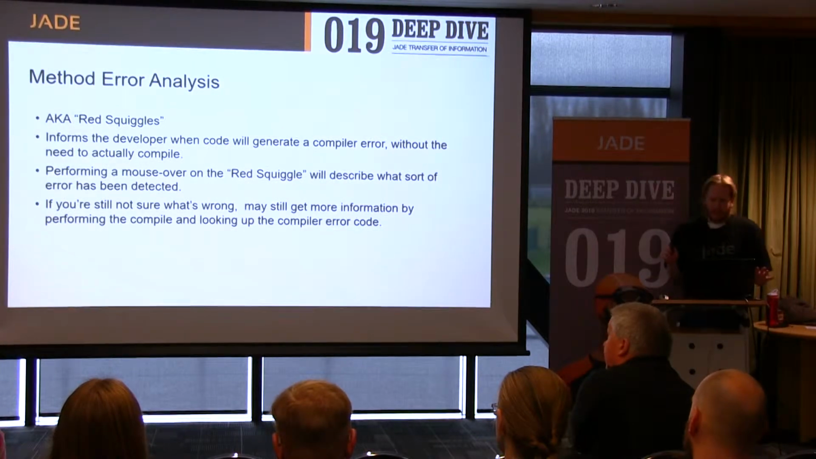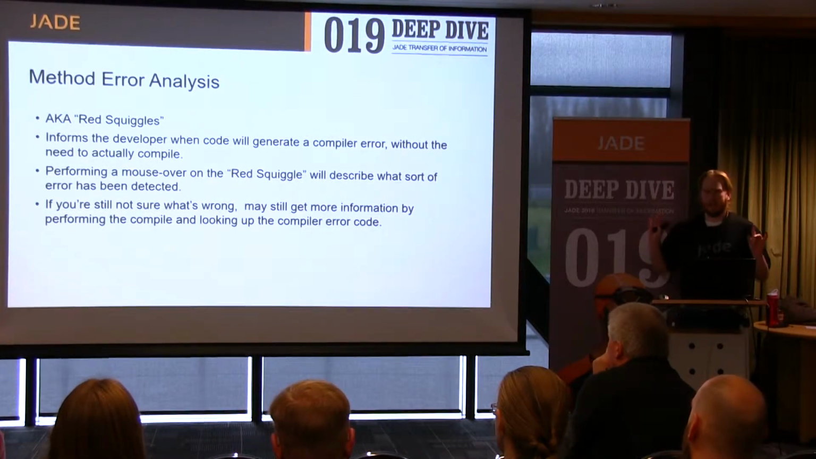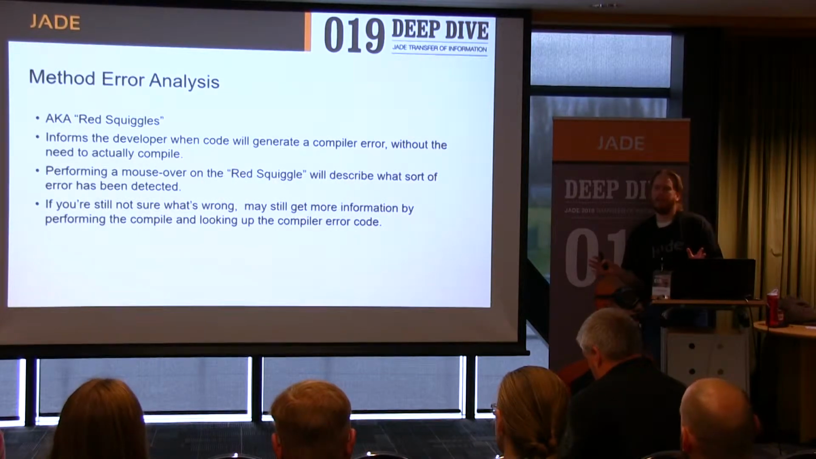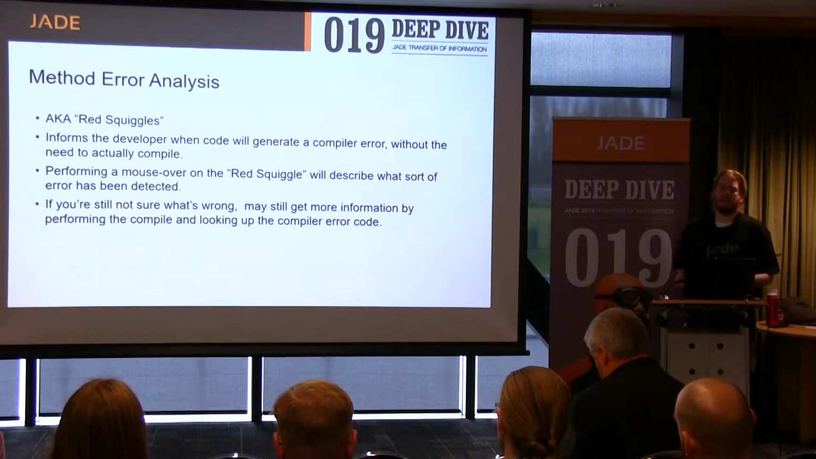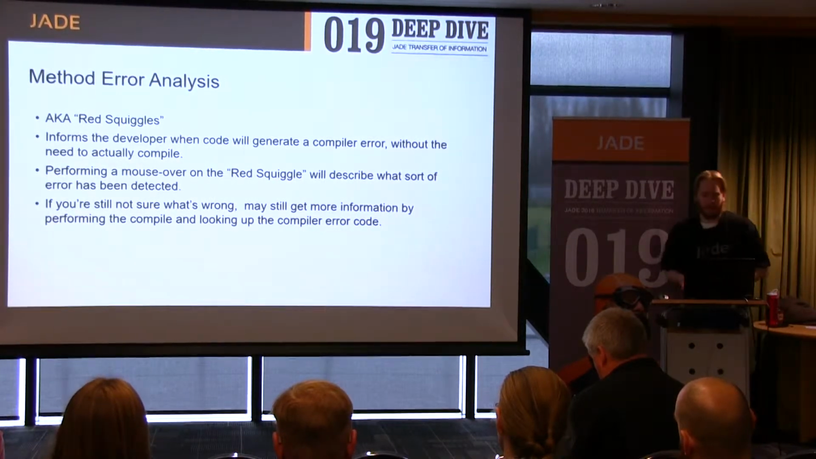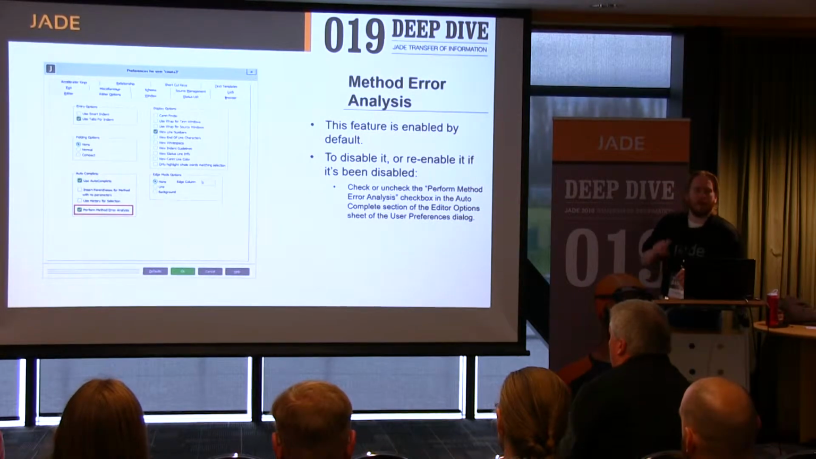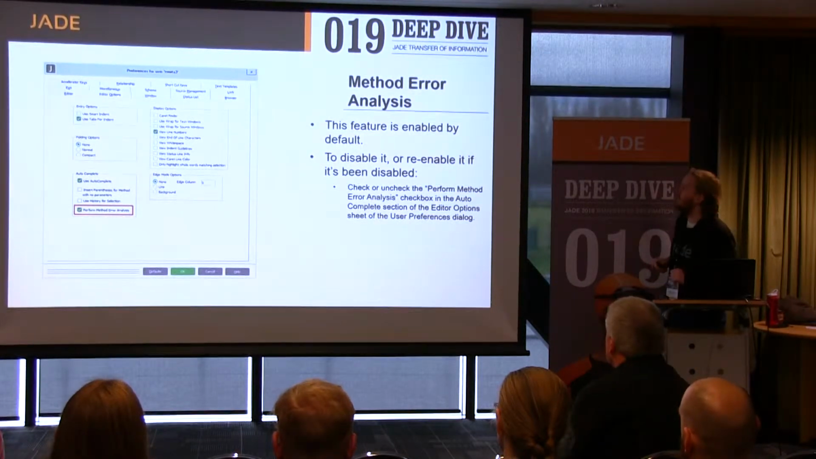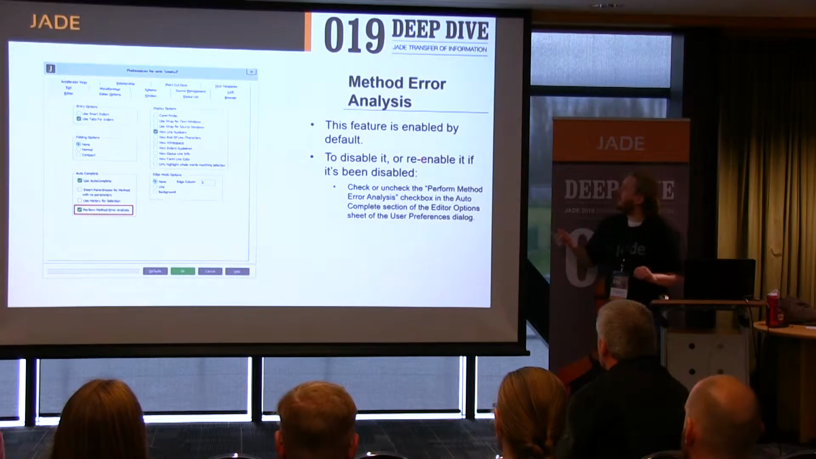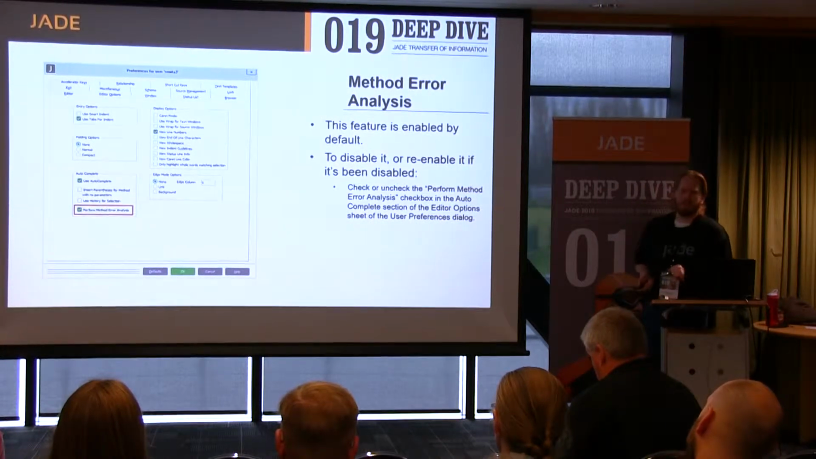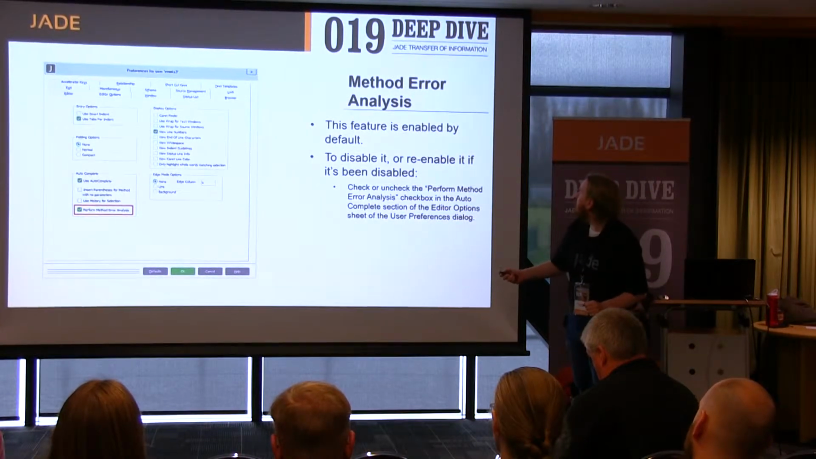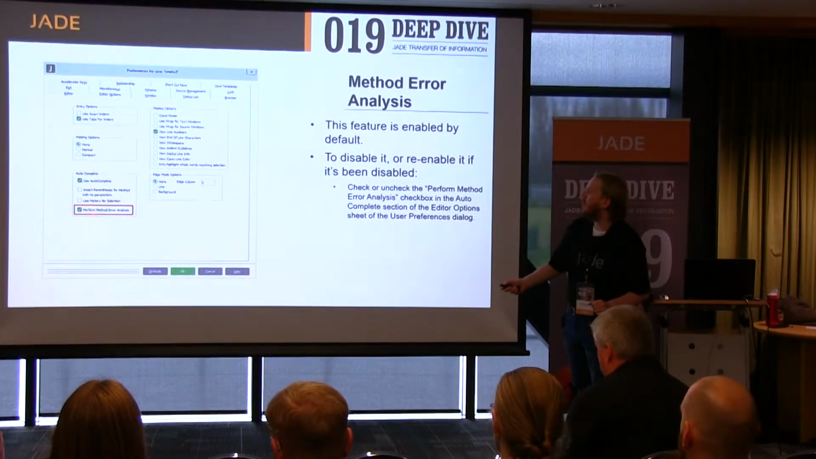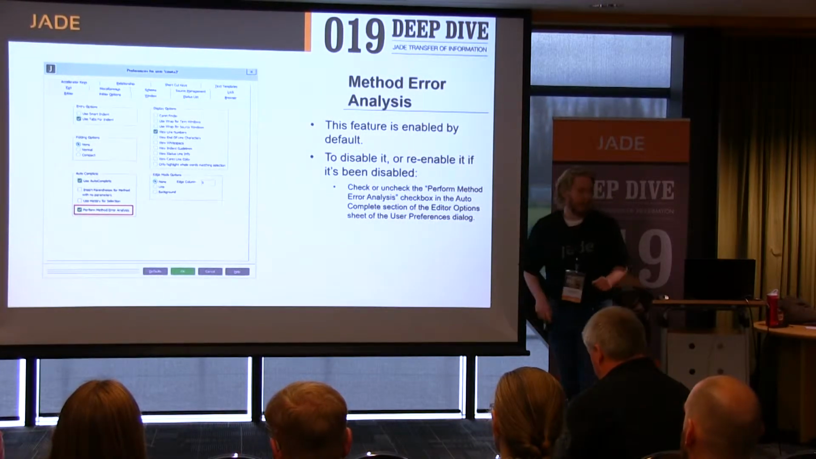So the idea is that as you're typing, anything that would create a compile error, rather than waiting for you to compile before telling you about it and giving you the compile error, will actually now tell you about it as you type, in the form of a little bit of red squiggle underneath the erroneous code. First of all, it's enabled by default. If you really hate red squiggles and you want to get rid of them, in the editor options, method error analysis is on by default, and you can turn it off if you don't like it.